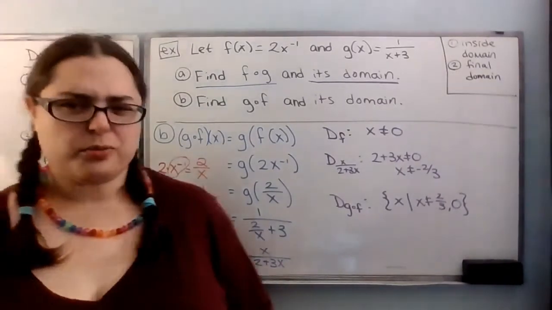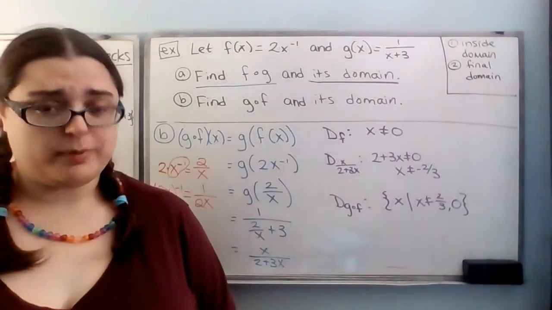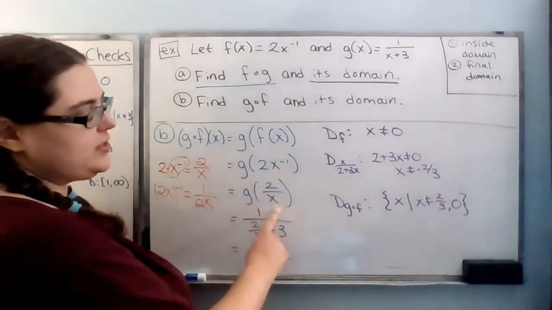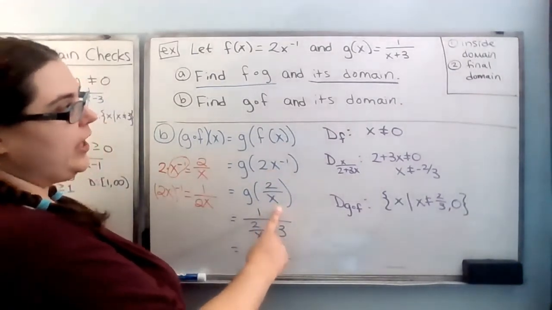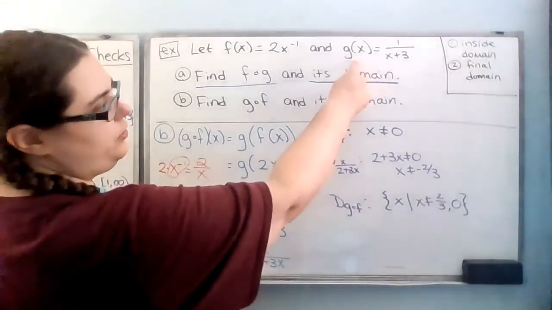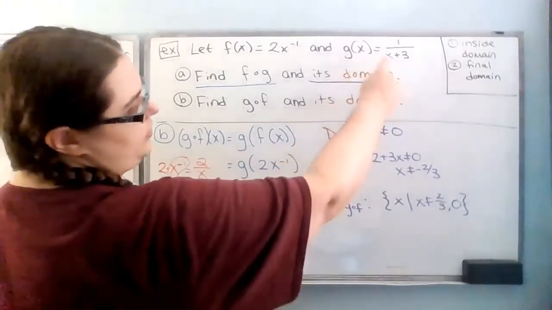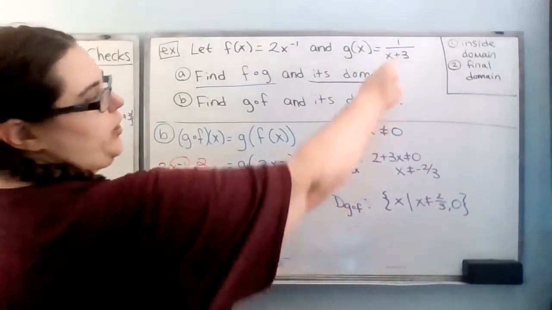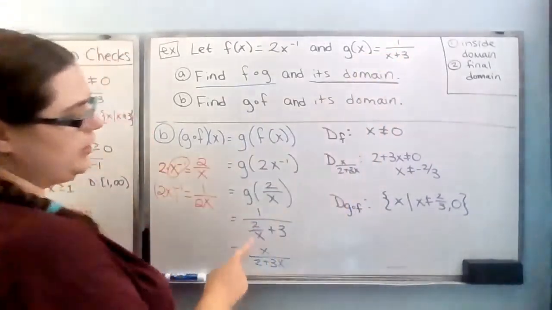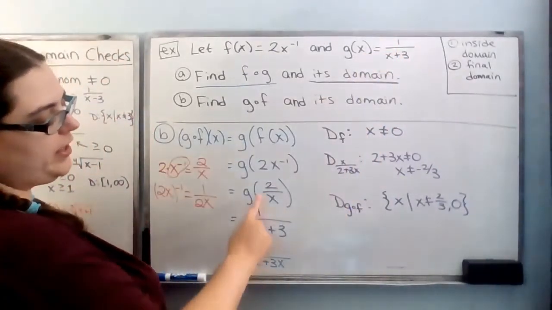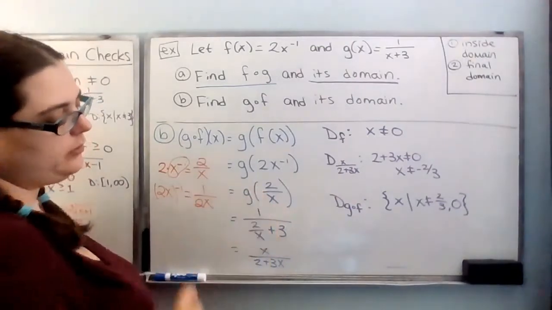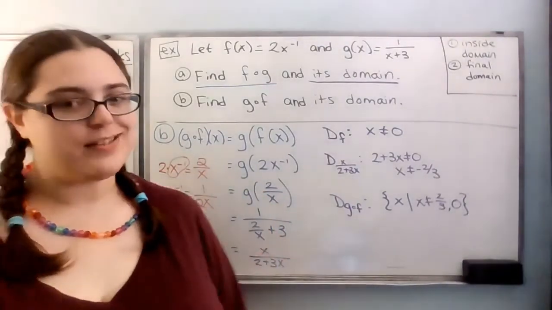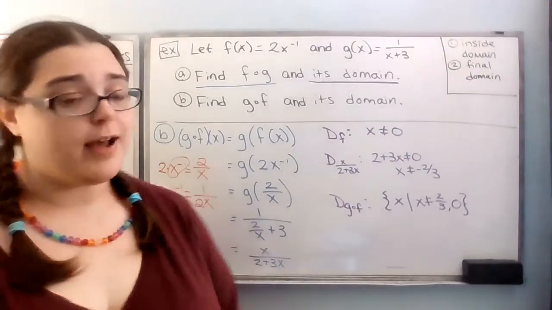So that's just kind of a little refresher on negative exponents. You want to be careful with those. So I rewrote this as 2 over x. And then I went to g of x and I said, oh, great. I'm going to take this x and replace it with 2 over x. So I took my 1 over x plus 3, and instead of x here, I made that 2 over x. Now, this is what's called a complex fraction, not in simplest form. So we want to simplify that.